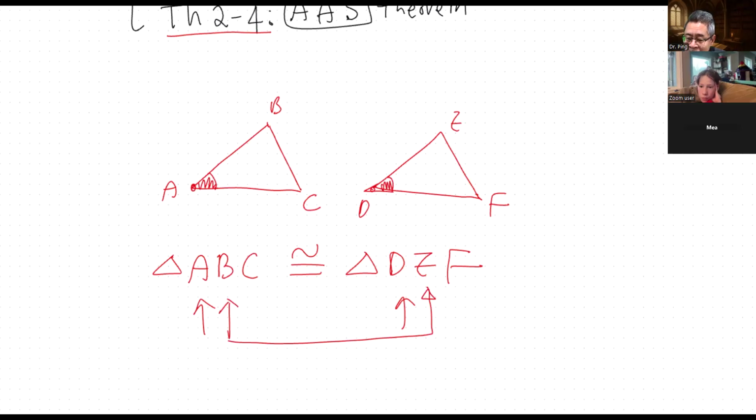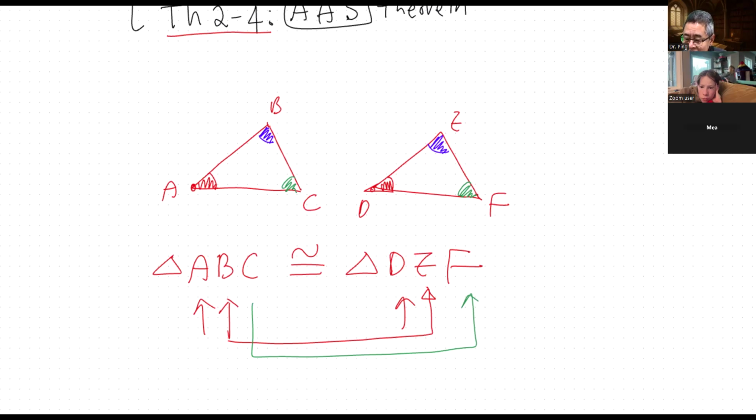So we're talking about this angle and this angle. And then F and C, they match. So we have this angle and this angle. Okay, so the very important thing is all the letters have to match. So that's why we say triangle ABC is congruent to triangle DEF.